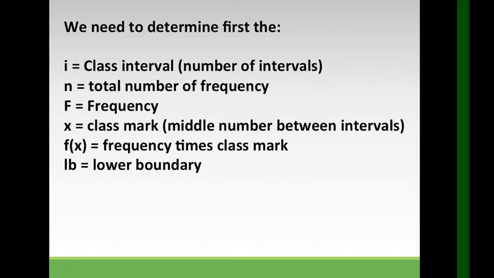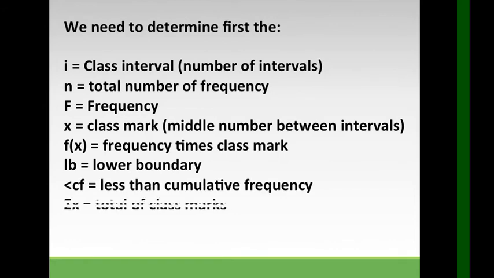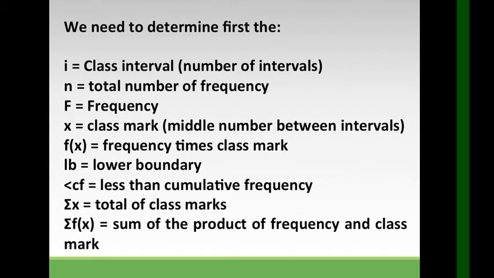Lower boundary, or LB. Less than CF means less than cumulative frequency. Sigma x is equal to the total of the class marks. Summation of f of x is the sum of the products of frequency and the class mark. So these are the things that we need. Actually, not all of these, but we need to be familiar with them because they are very important in the measure of position, measure of central tendency, and measure of variability.